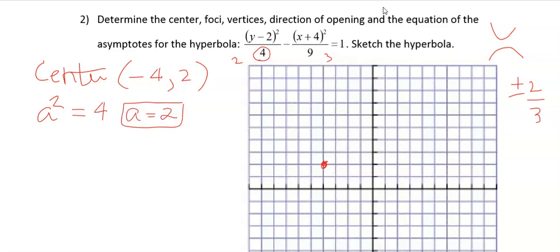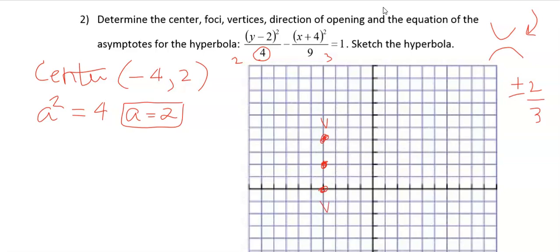All right, and because I know that my hyperbola opens up and down, to get my vertices, that's my a, right, from the center to the vertices, I go up and down 2. So look, boom, there's one vertex right there, and I go down 2, and boom, there's the other vertex. Now, wasn't that simple? That was easy.